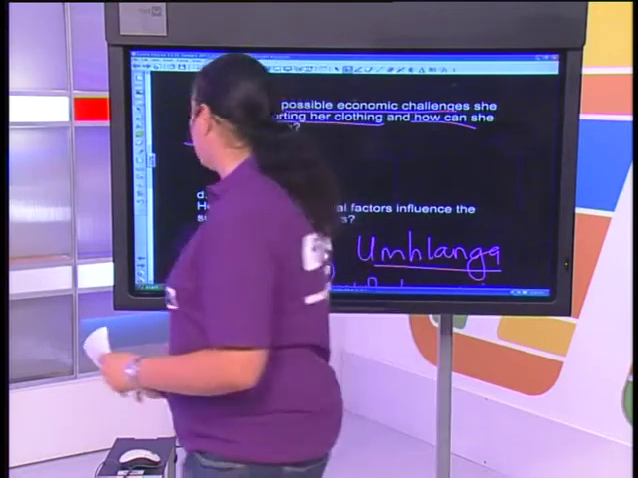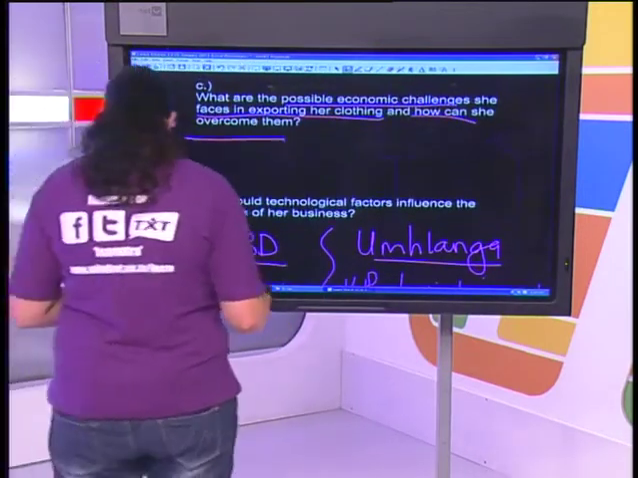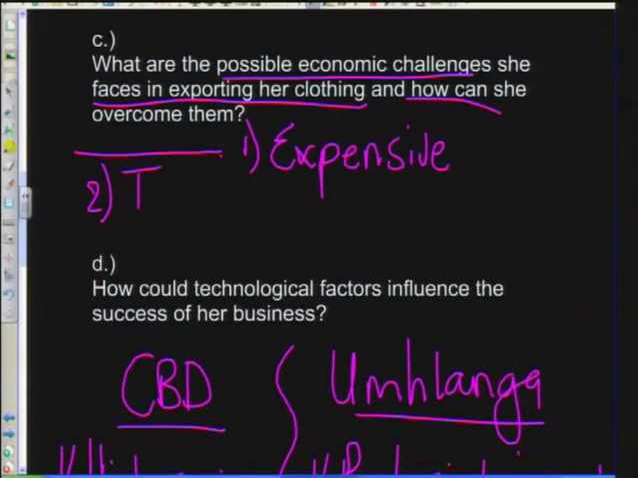Let's quickly jot this down before I get too far ahead of myself. So, C, what are the possible economic challenges? I'm going to try and squeeze it in here. It could be expensive. Let me find my pen. Could be expensive. A second reason could be something as simple as a different target market.